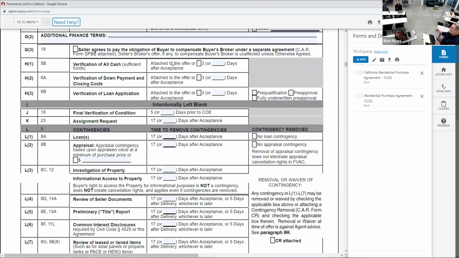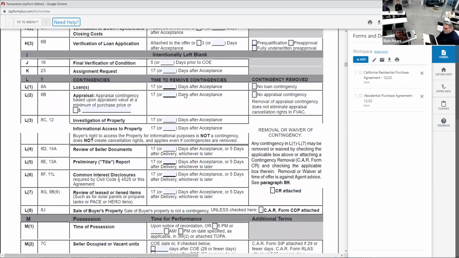Also, if there's a contract written with just a husband, if he later wants to add a wife, that's a partial assignment. So you have 17 days after acceptance that the buyer can request an assignment. It used to be up until the close of escrow. Now it's limited to 17 days. The loan contingency defaults to 17 days.